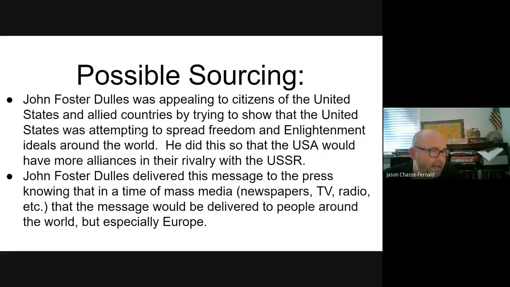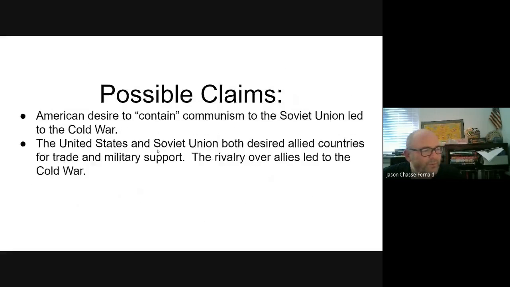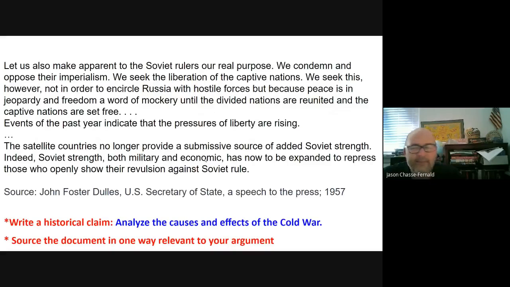All right, possible sourcing. We see Dulles is appealing to citizens of the United States and allied countries, trying to show that the United States was attempting to spread freedom and Enlightenment ideals around the world. He did so that the U.S. would have more alliances. So what you're seeing here is a real binary choice being presented by Dulles. Like, you are either with us or you are not with us, right? So what is the binary choice? These pressures of liberty.